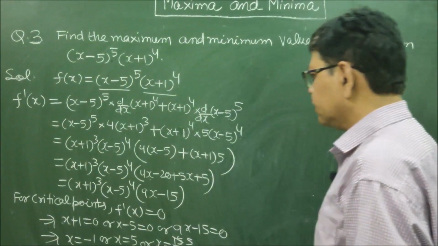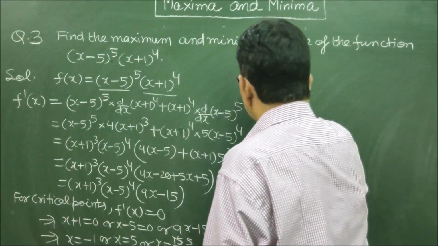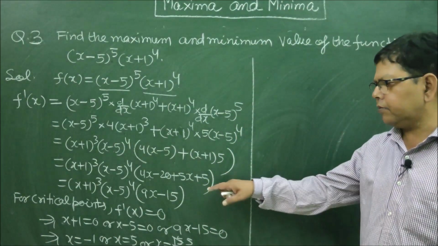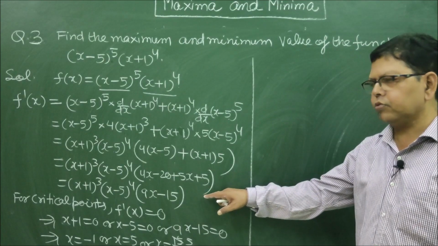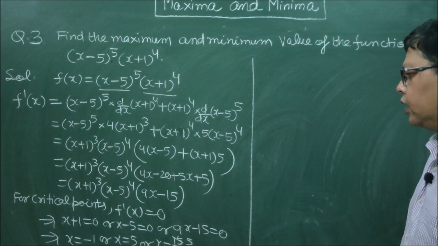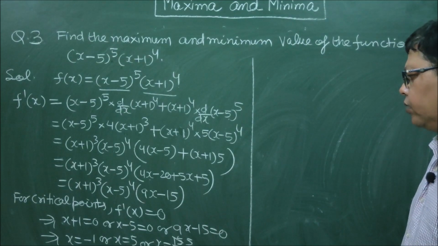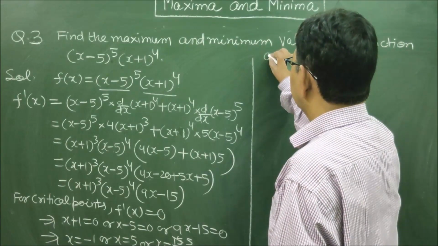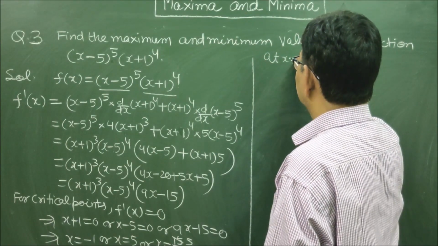Now let us solve this question by the first derivative test, because in the second derivative test the differentiation process is difficult. So let us solve it by the first derivative test. If we solve it by the first derivative test, then let us consider x is equal to minus 1.